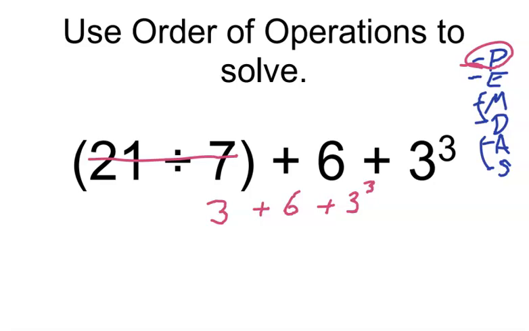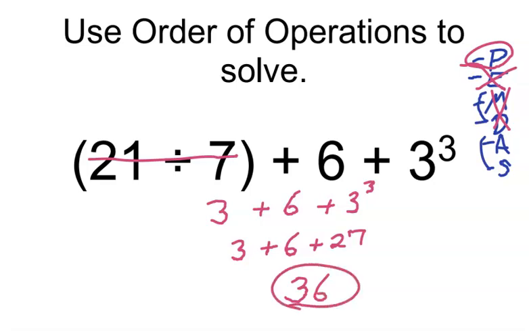That is not 3 times 3. It is 3 times 3 times 3. So 3 times 3 is 9. 9 times 3 is 27. So it's 3 plus 6 plus 27. All right, so we're done with exponents. There is no multiplication and division. We're down to addition only. So basically we have 3 plus 6, which is 9. 9 plus 27 is 36. Following order of operations, the answer is 36.